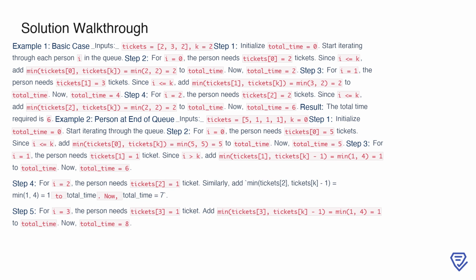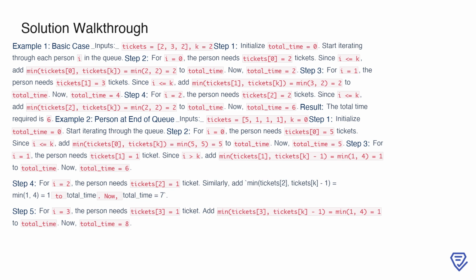Since i is still less than or equal to k, we add min(tickets[i], tickets[k]) = min(2, 2) = 2 to total_time, resulting in a total of 6. So, the total time required for everyone in this example is 6.